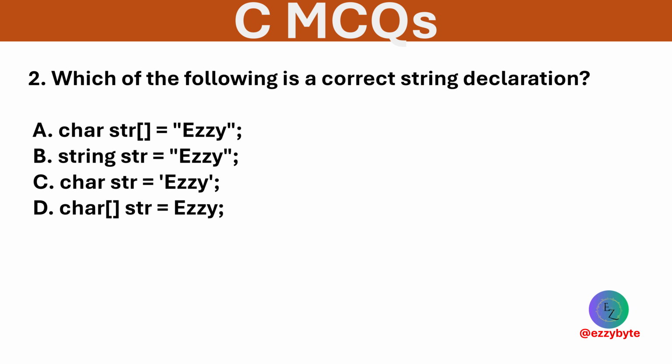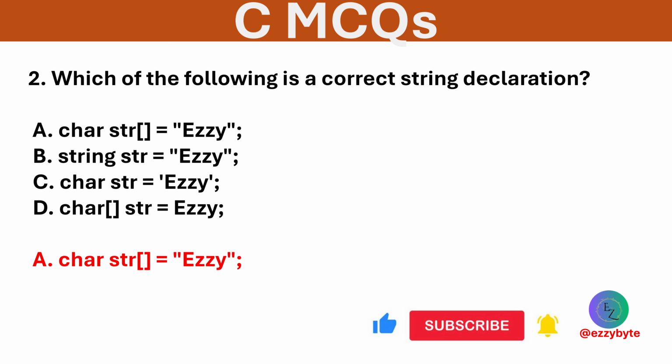Which of the following is a correct string declaration? Options are given below. Option A is correct. C uses a char array to store strings.